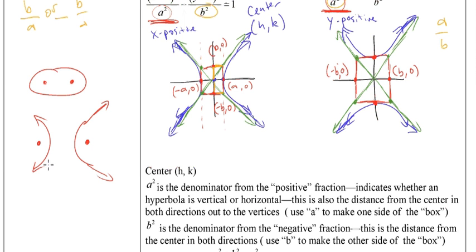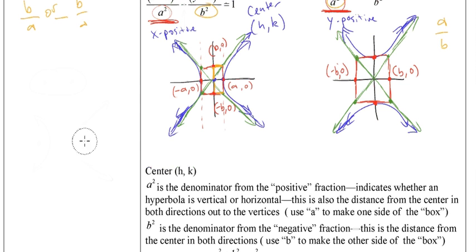Now, how would we find them? It's actually pretty much the exact same process as with the ellipse. Our shorter pieces squared equals our longest piece squared. And our biggest piece will always be from the center to the focus. That'll be our c squared.